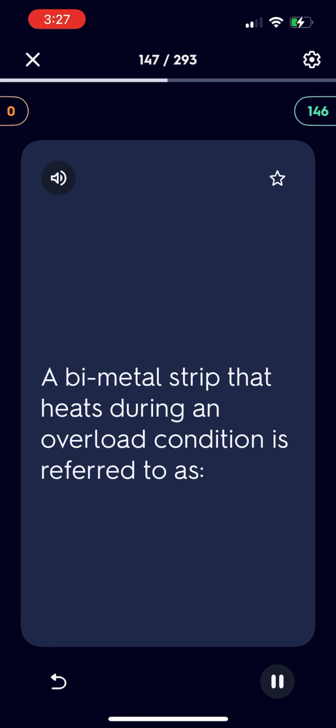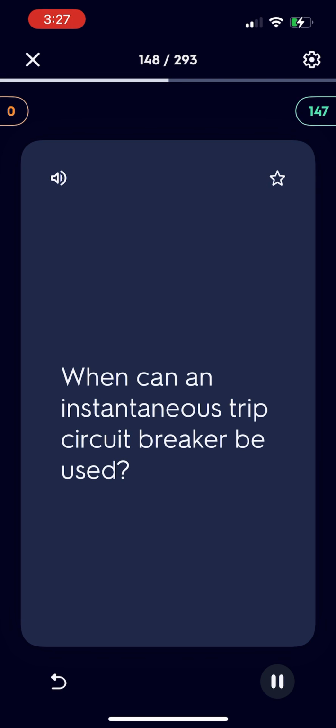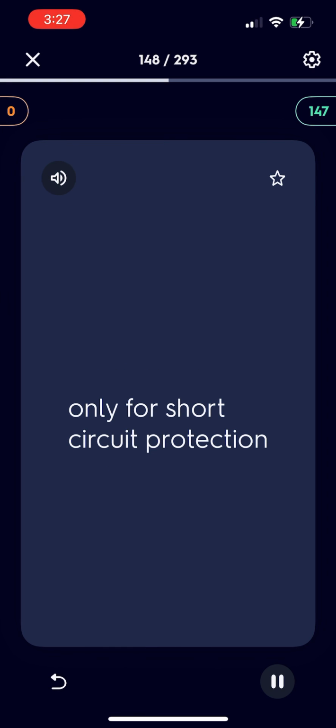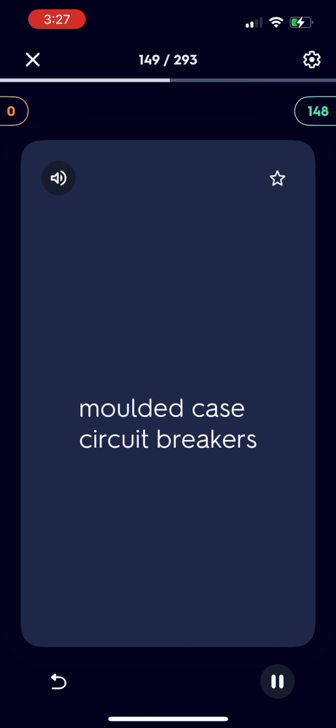A bimetal strip that heats during an overload condition is referred to as a thermal element. When can an instantaneous trip circuit breaker be used? Only for short circuit protection. The type of breaker used as a low-voltage air circuit breaker is molded case circuit breakers.